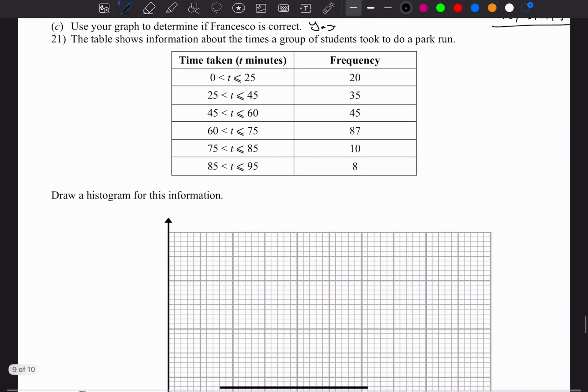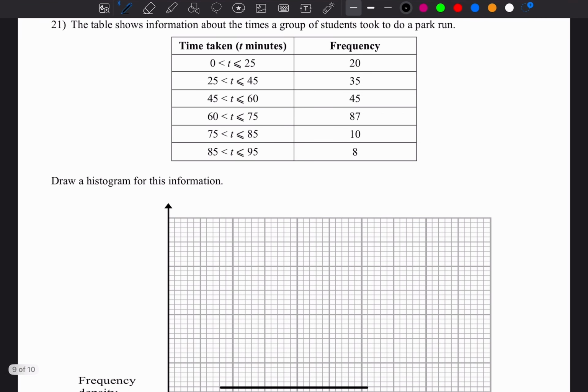Okay. Next one. Histogram. Always you must work out the cumulative frequency. Sorry, my bad. Class width, and then frequency density. Class widths are 25, 20, 15, 15, 10, 10 I think. Frequency density is frequency divided by class width. 20 divided by 25 is 0.8. 35 divided by 20 is 1.75. 45 divided by 15 is 3.